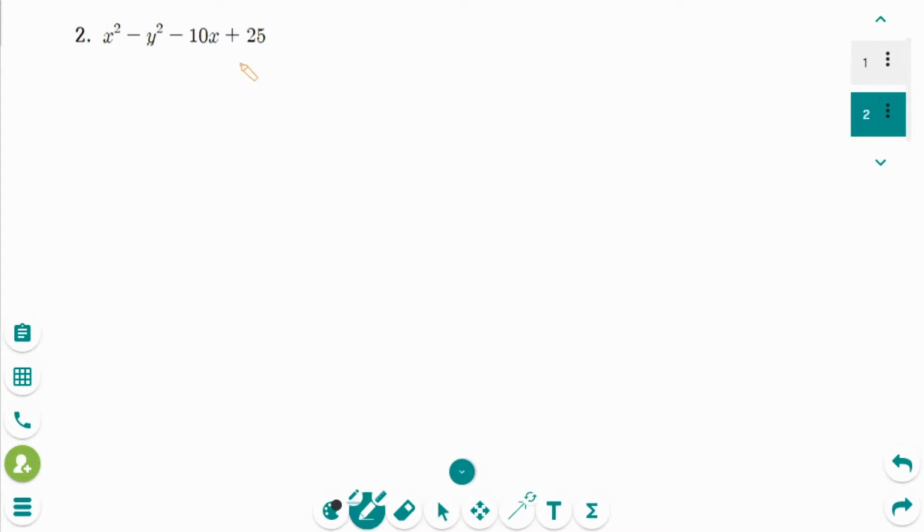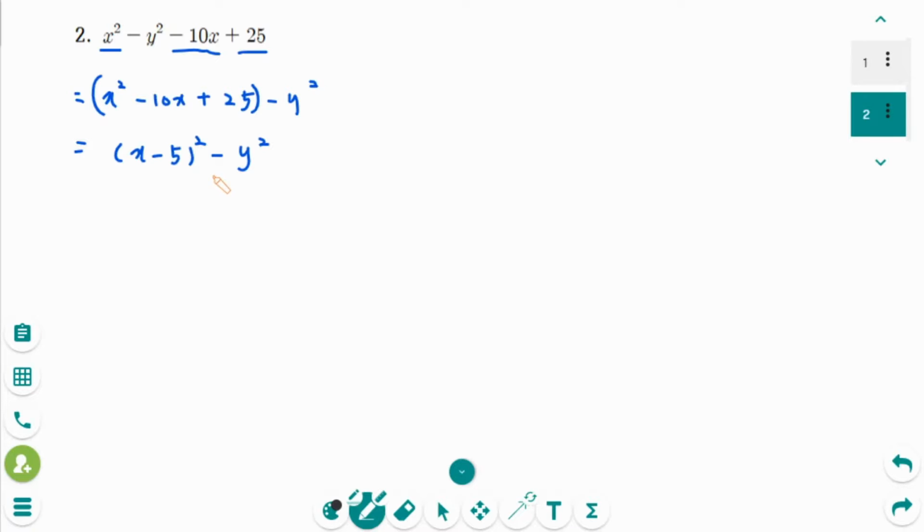This is the next question. Can you see a perfect square trinomial in this polynomial? It's x squared minus 10x plus 25. So we can rewrite as x squared minus 10x plus 25, then minus y squared. Then group together, it becomes x minus 5 squared, which is a perfect square trinomial, then minus y squared.